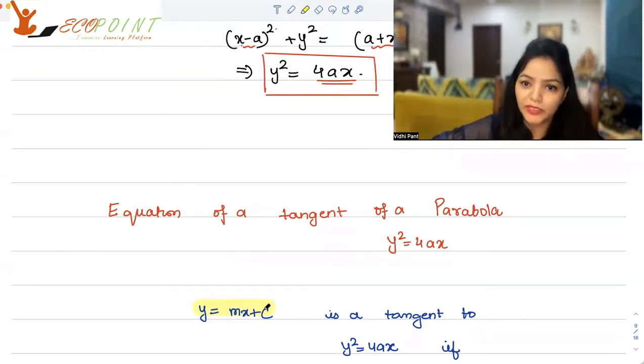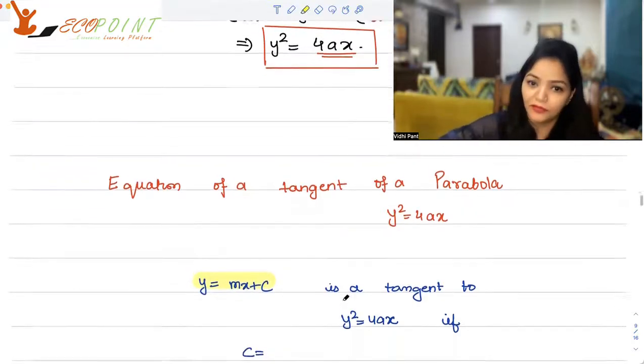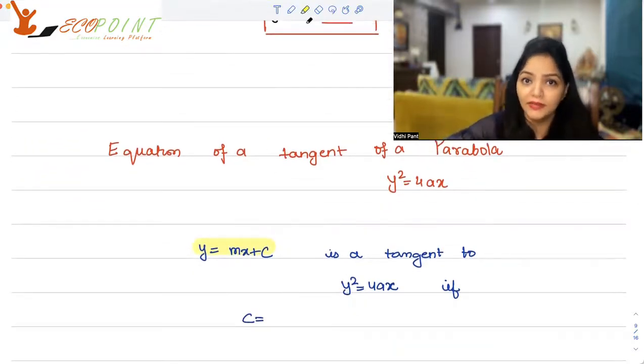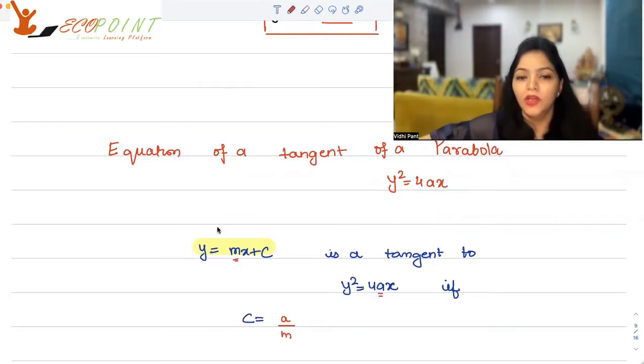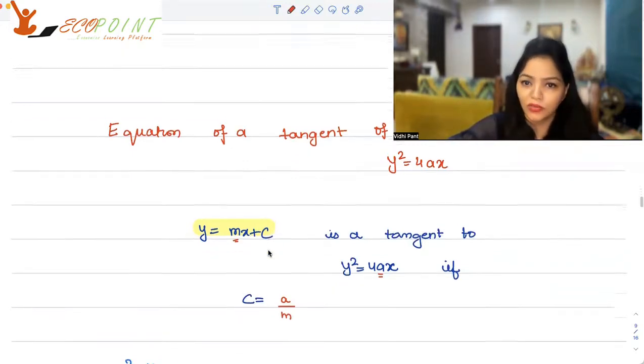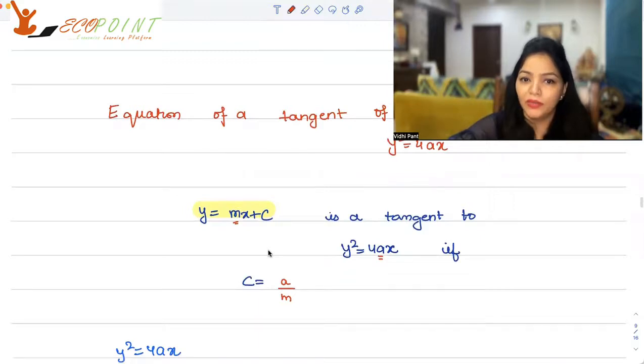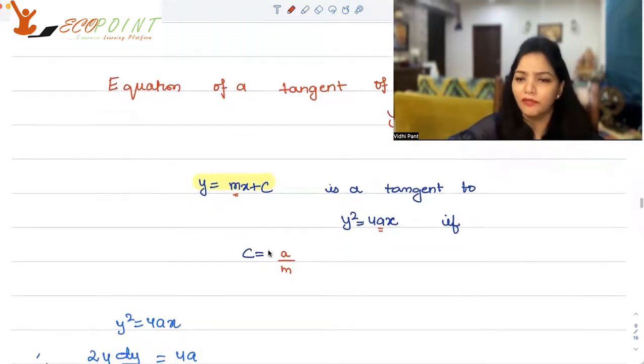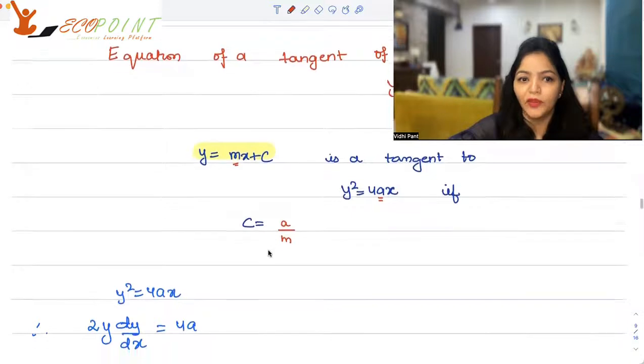y equals mx plus c is a tangent to y squared equals 4ax if c is a by m. So a is here and m is here. So if c is a by m, then y equals mx plus c is a tangent to y squared equals 4ax. Let me just find out a few things for you.